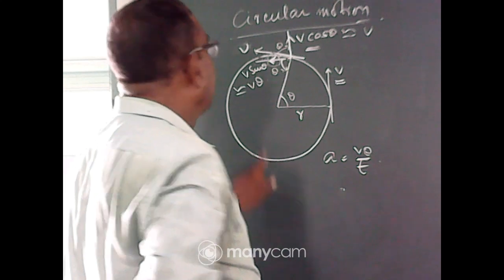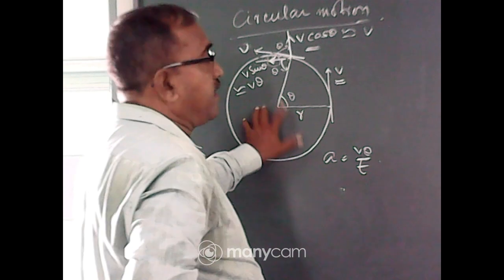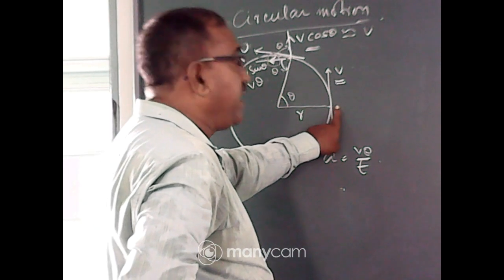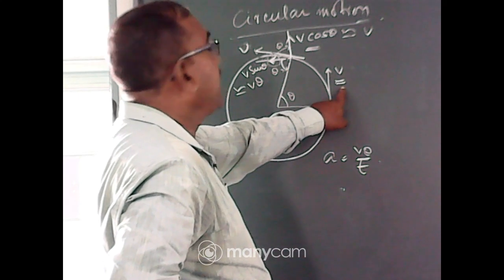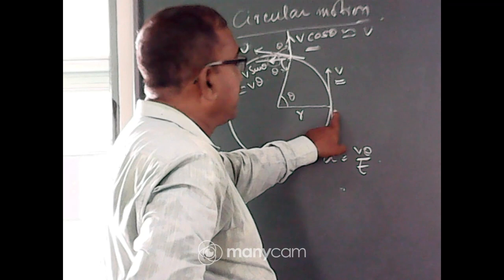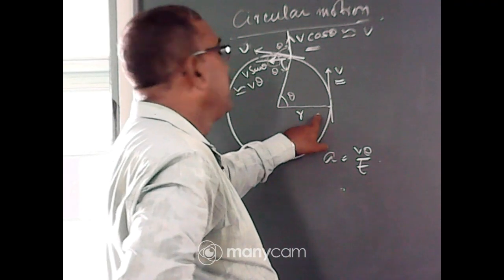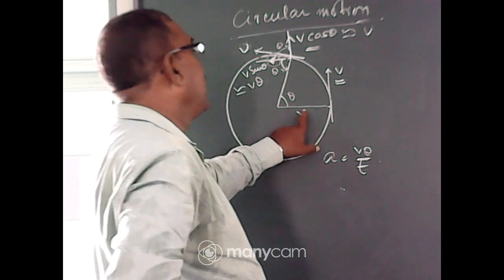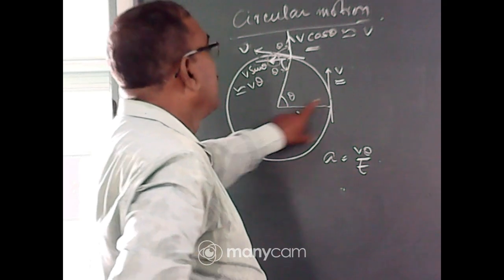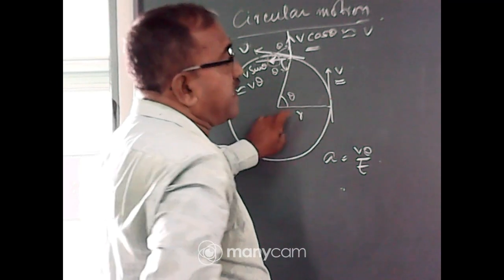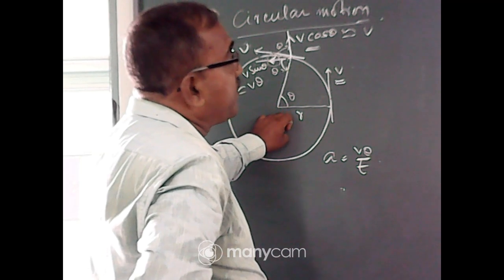You check here. Suppose the particle you consider here initially starts from here, and this velocity direction is tangent at that point. So, the velocity and radius are perpendicular to each other. No component of the velocity along the radius, because this is 90 degrees, cos 90 equals 0. So, no component along the perpendicular direction.